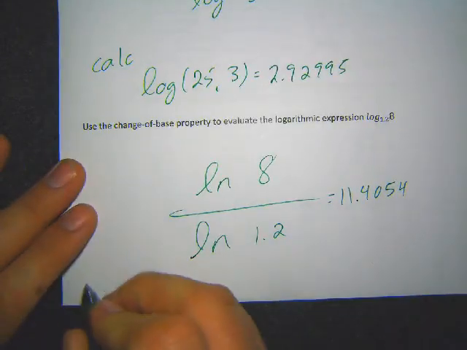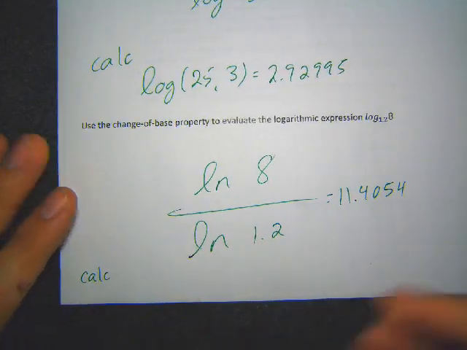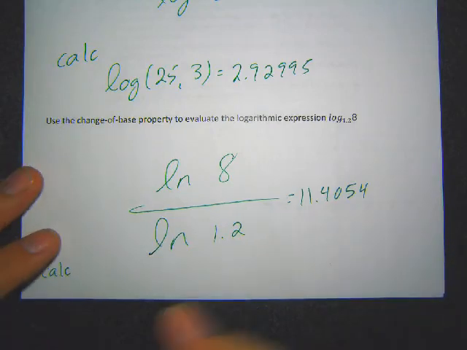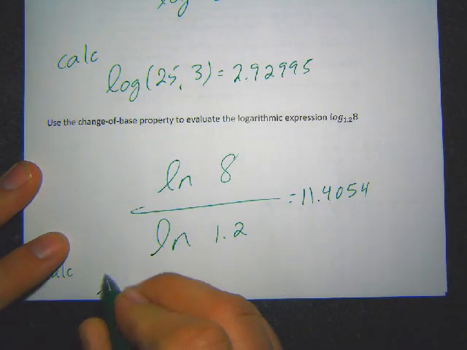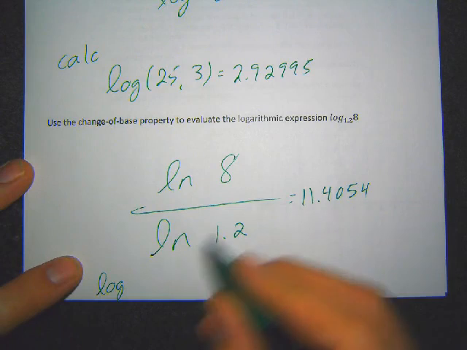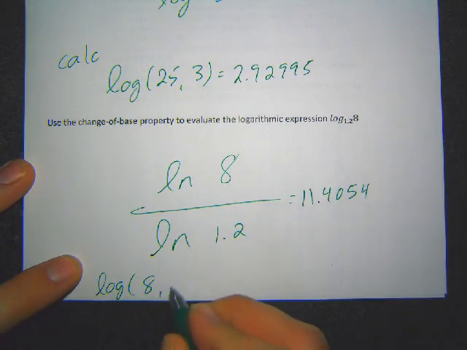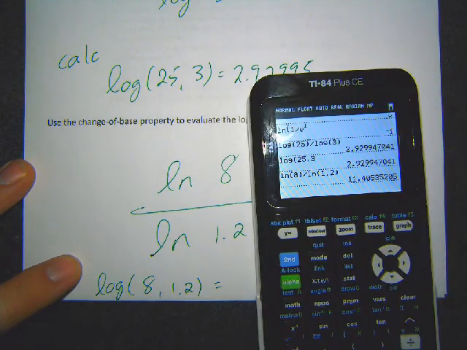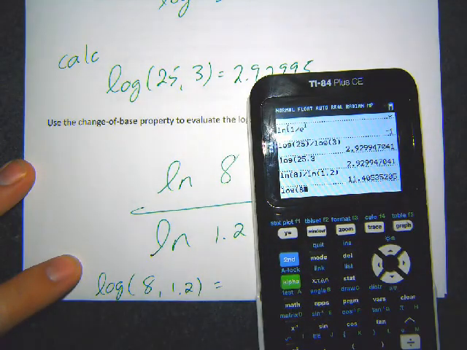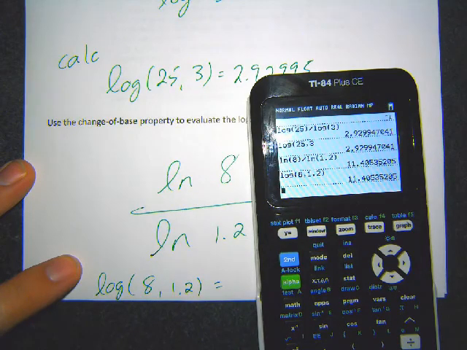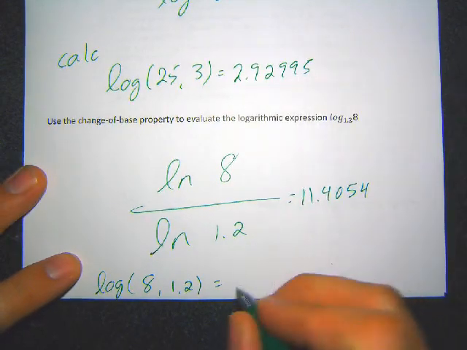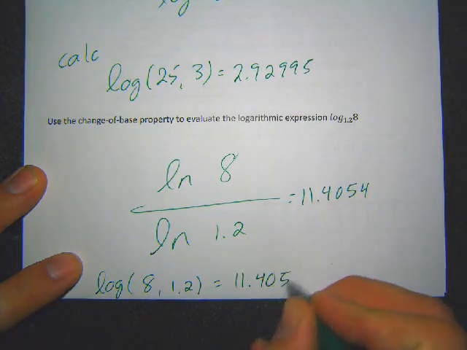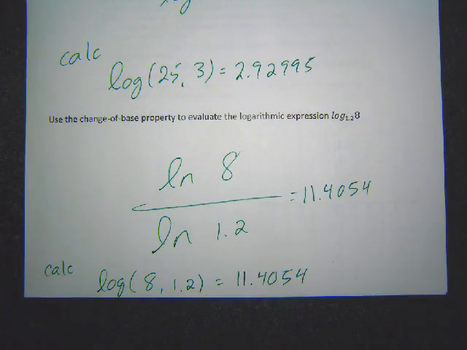But again, if you have a fancy, nice new calculator like mine, you can just do log of 8, comma 1.2, and it'll give you the exact same answer. So just type log, not the natural log, but log of 8, comma 1.2. You get that same 11.4054. So you're welcome to use either method.